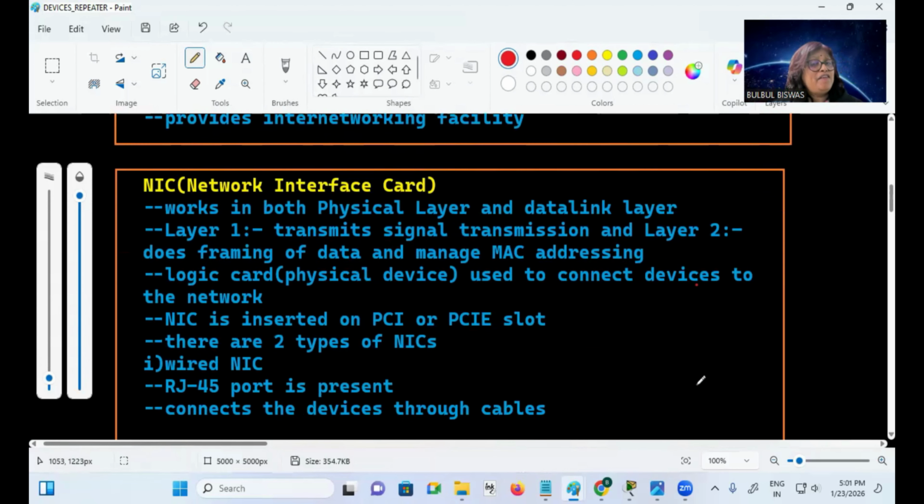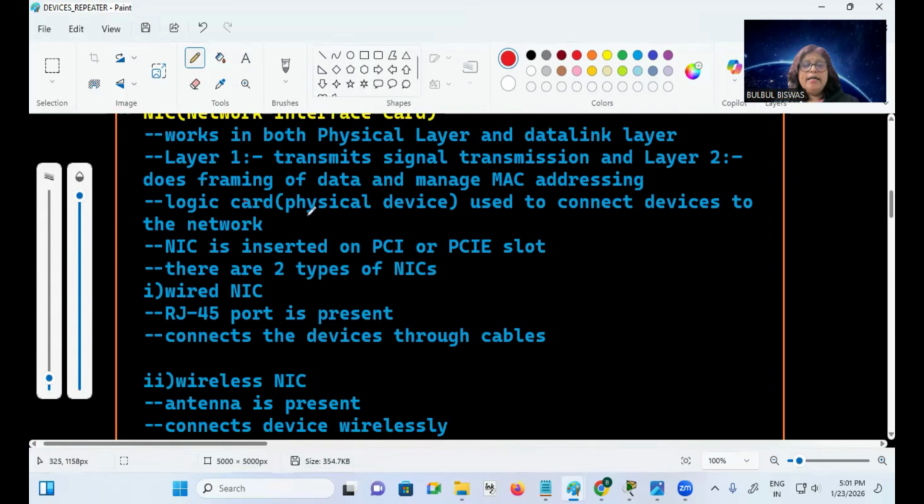This network interface card is responsible for the networking. It actually connects the PC to the network. And this network card is of two types. You can get either wired or wireless. Now you tell me how you can identify whether it is wired or wireless.